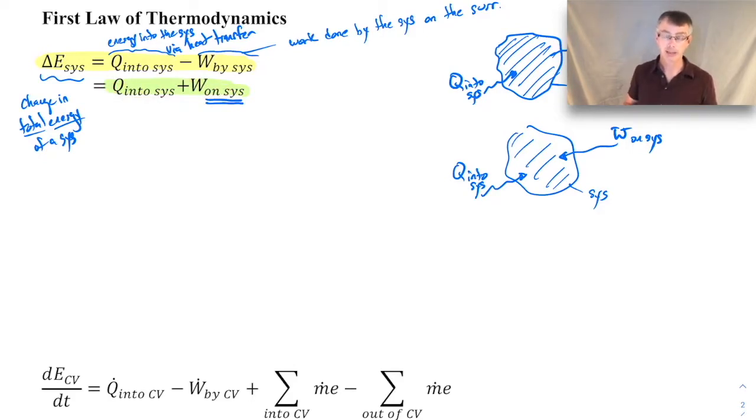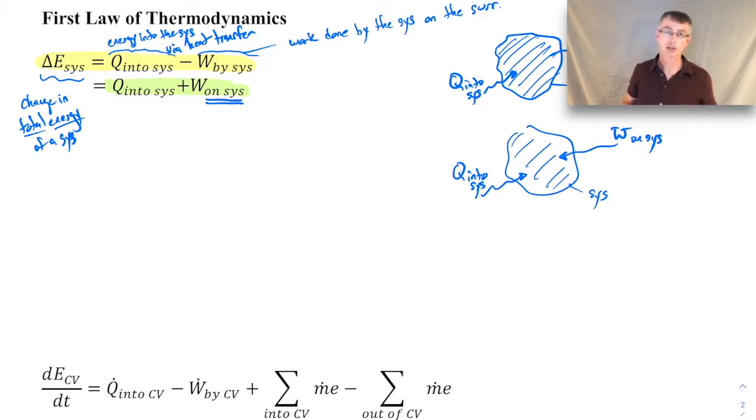What I do recommend is that you always put the subscript in, into system or by system or on system. As long as you put the subscript there, there's no ambiguity about it. And if you think about the concept, if I'm doing work on the system, if I'm putting heat into the system, then the total energy should increase. If you think about that concept, you won't get mixed up with the signs, okay? So don't try to memorize the equation. Try to just memorize the concept, and then the equation will follow. So this is the first law of thermodynamics written for a system.